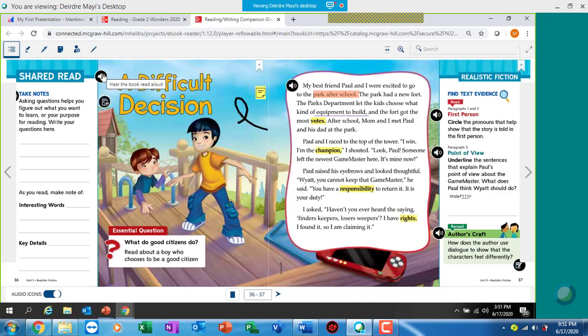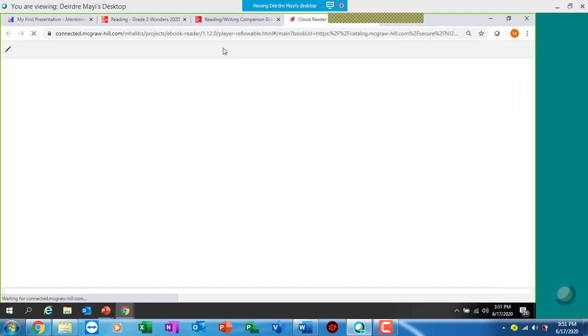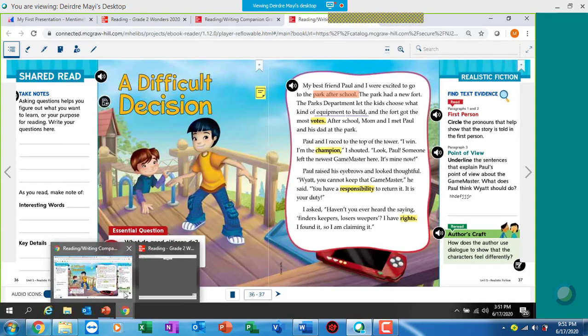So you'll notice that the shared read, as are all the reads, audio capable. A difficult decision. You can see that there are highlighters, pens, even Post-it notes available to use with this digital content so that students can annotate. As I move from slide to slide, I can see lots of different opportunities for students to do lots of different things.